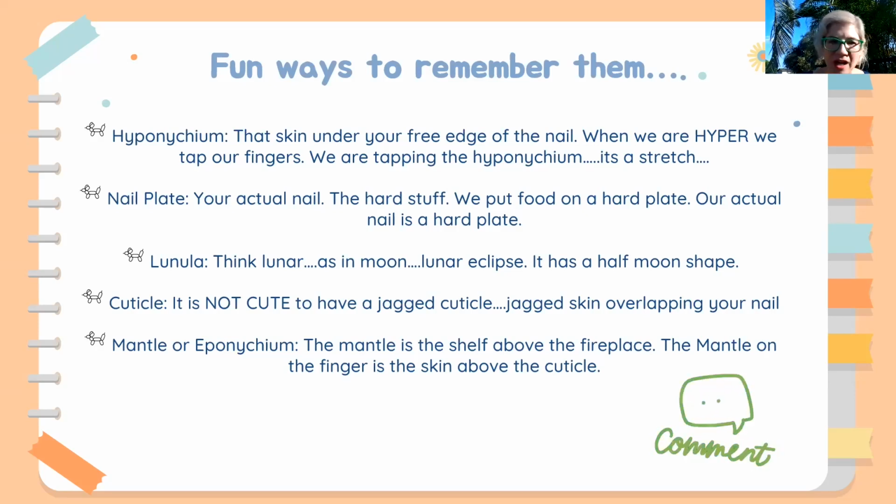Lunula, think lunar as in moon, lunar eclipse. It's a half moon shape. It is the only visible part of our matrix. The cuticle is not cute to have a jagged cuticle, jagged skin overlapping your nail. So just remember that cuticle, it is not cute to have jagged cuticles on your hand. And then finally, the mantle or the eponychium. The mantle in our house is the shelf above the fireplace. And the mantle on your finger is the skin above the cuticle. It's like a shelf above the cuticle. So think of it that way and just try to remember that mantle and eponychium are the same thing.